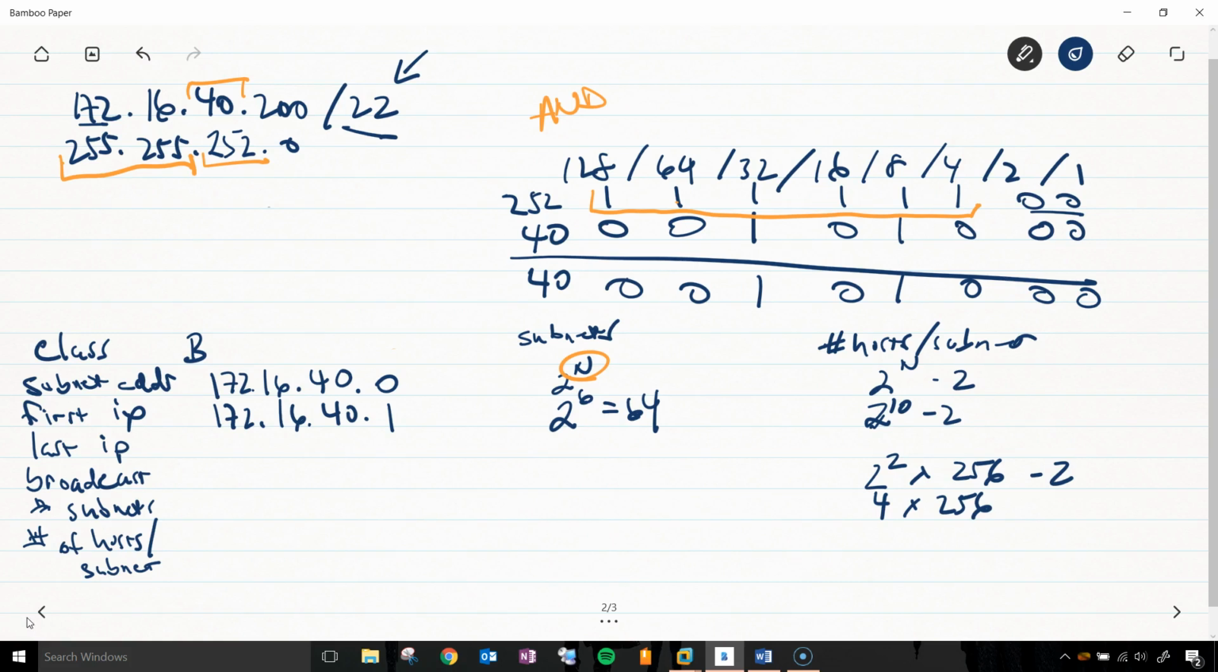Times 256, that would equal 1024 minus 2, 1022 hosts per subnet. So 64 subnets, each one with 1022 usable hosts in it. Okay, so we know that this first subnet begins at 40.